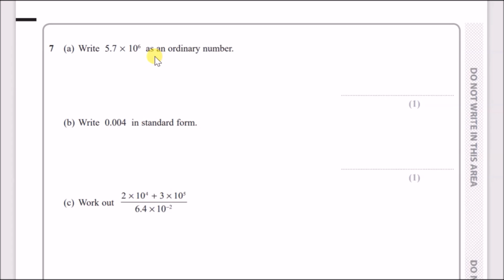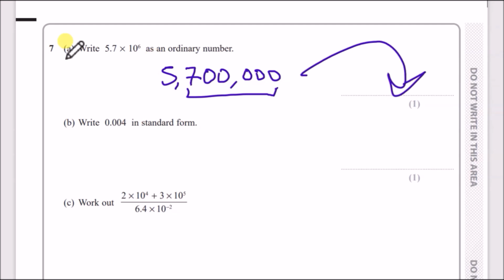So think of it as this. You got 5, and then you got 7, which is 1 digit, and then you have 5 more digits. So 0, 0, and then 0, 0, 0. So these are your 6 digits. So that's your answer. So just 5,700,000. Nothing to it. Now, B, write 0.04 in standard form.